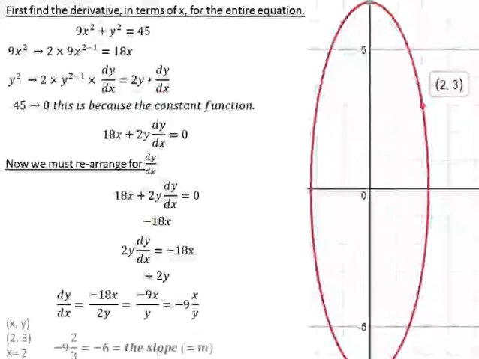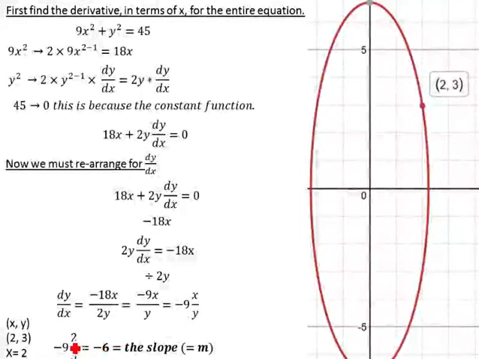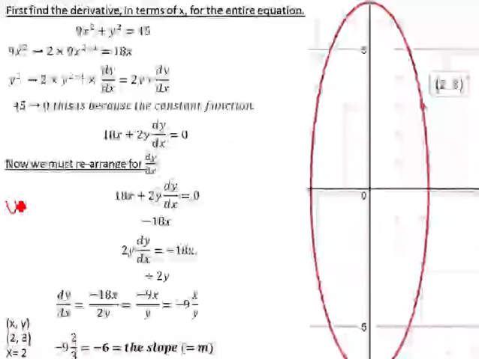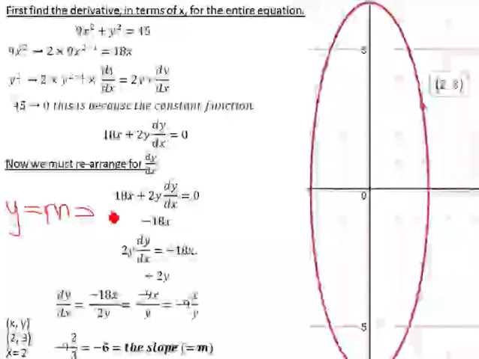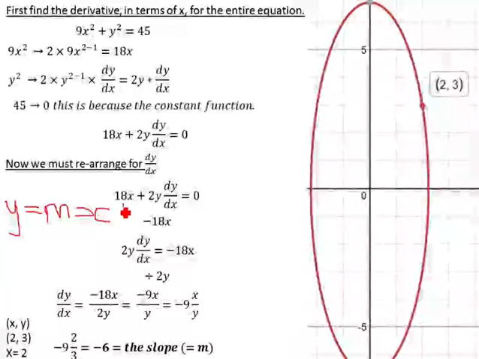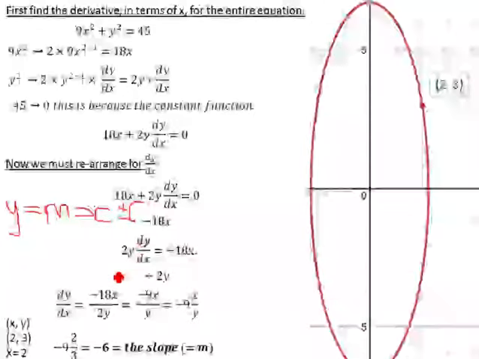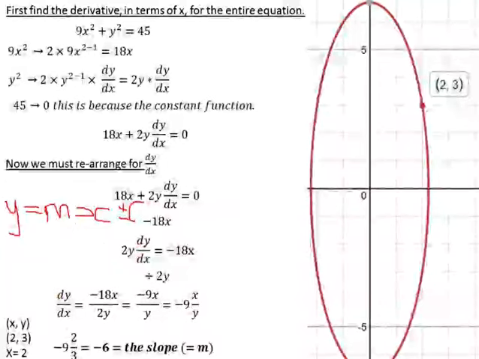So we know our point is 2,3, so now we have to put in our x and y, and then we'll get minus 6. And that's our slope for the tangent line, because it's going to be a straight line. It always is a straight line. So that's our m, if you remember. Straight lines are y equals mx plus c. So that's our m.